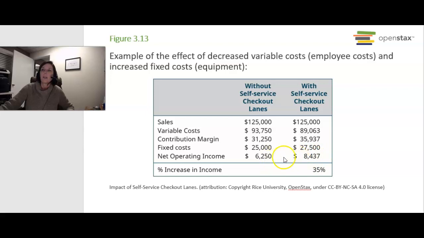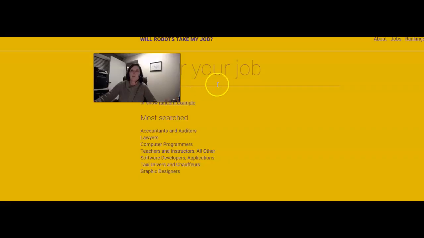So the company ultimately, though, that has the self-service lanes is going to ultimately be more profitable despite the identical initial sales.